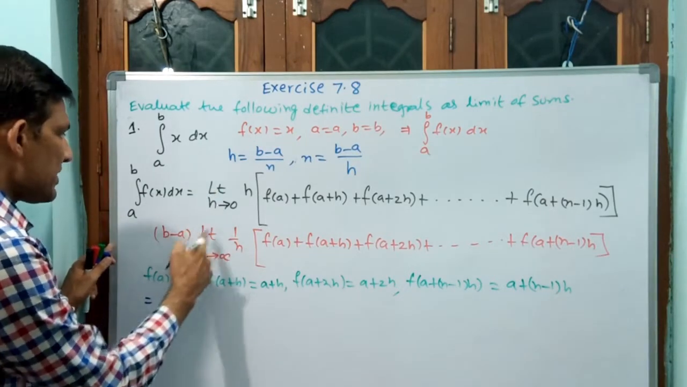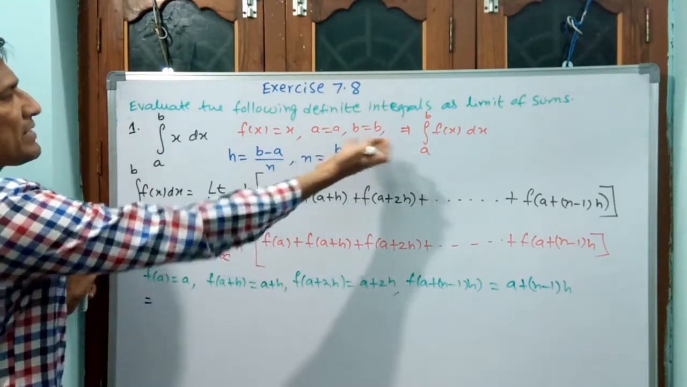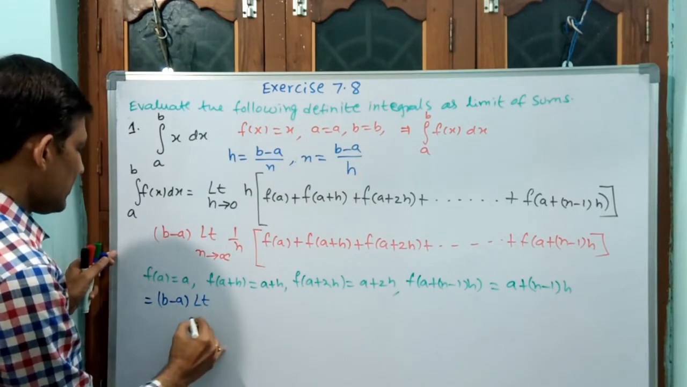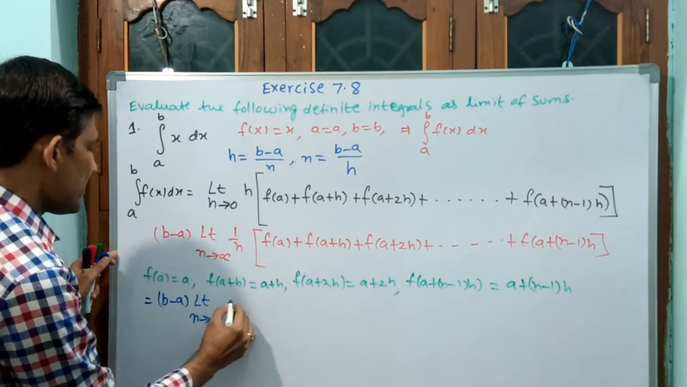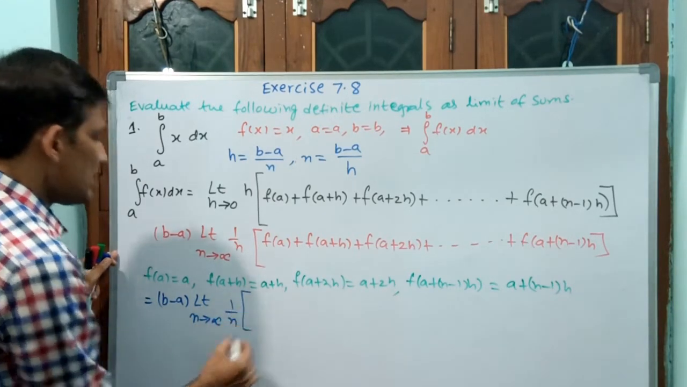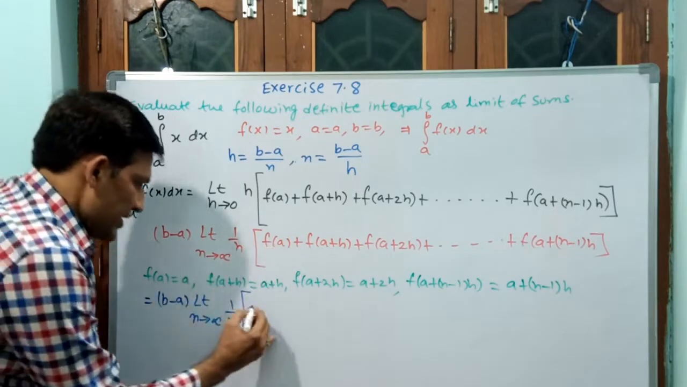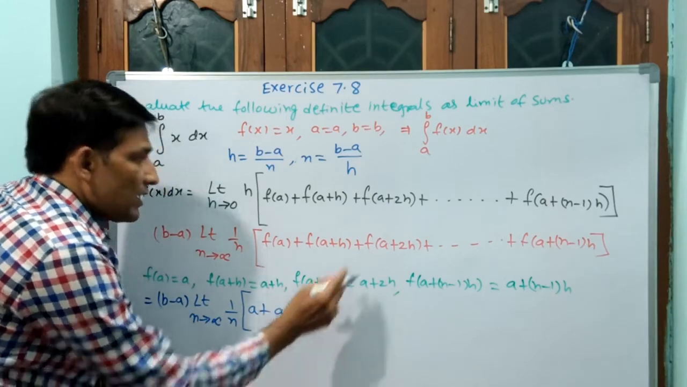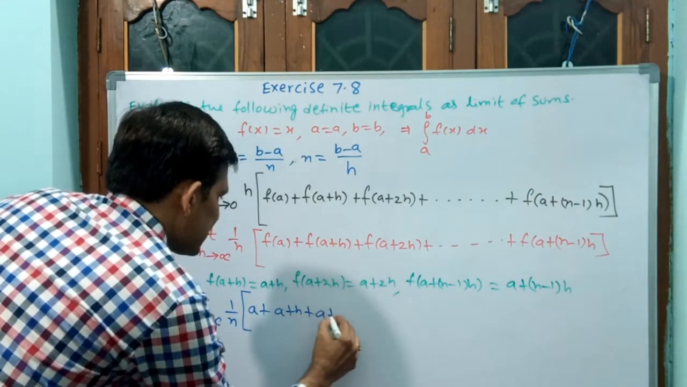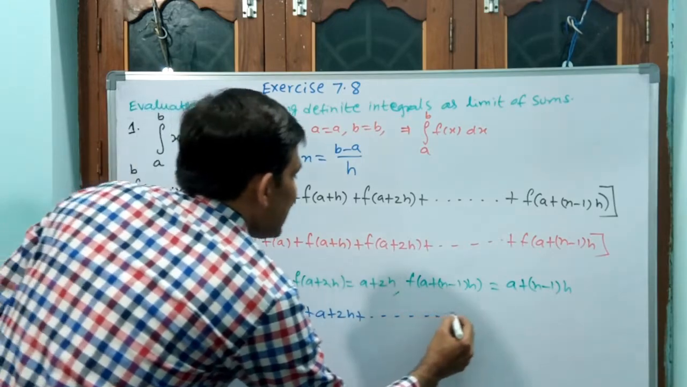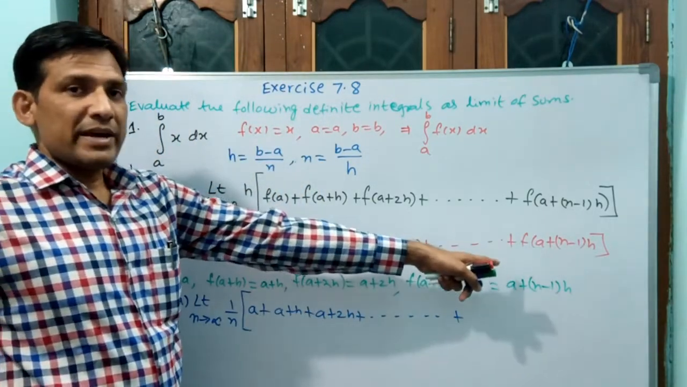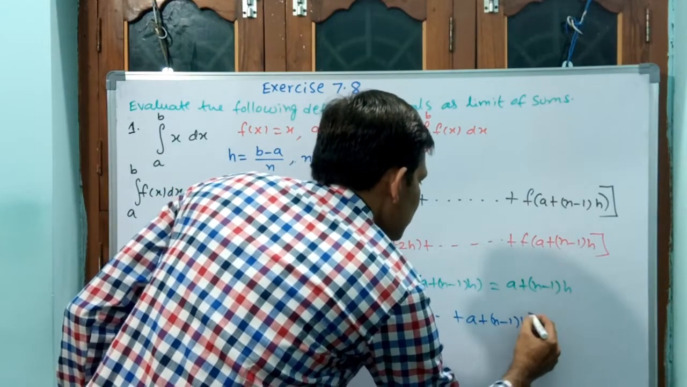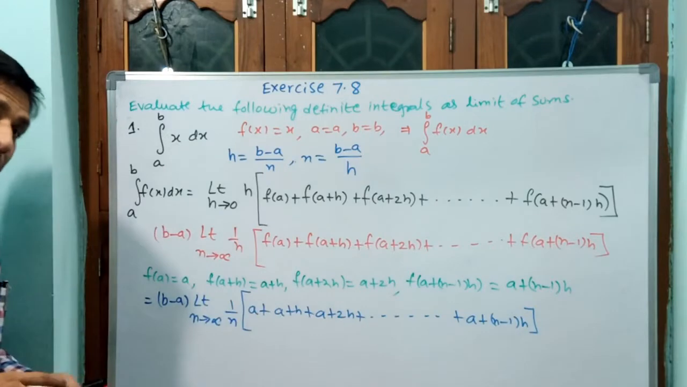That is equal to limit. See, b minus a. What is b minus a? B minus a is b minus a. That's all. B minus a you write. Okay. Limit n tends to infinity also you write, 1 by n also you write. Now goes on, you keep f of a, okay, plus f of a plus h, okay, plus f of a plus 2h, okay, plus dash, plus f of a plus n minus 1 into h. Is it okay? Definitely okay.